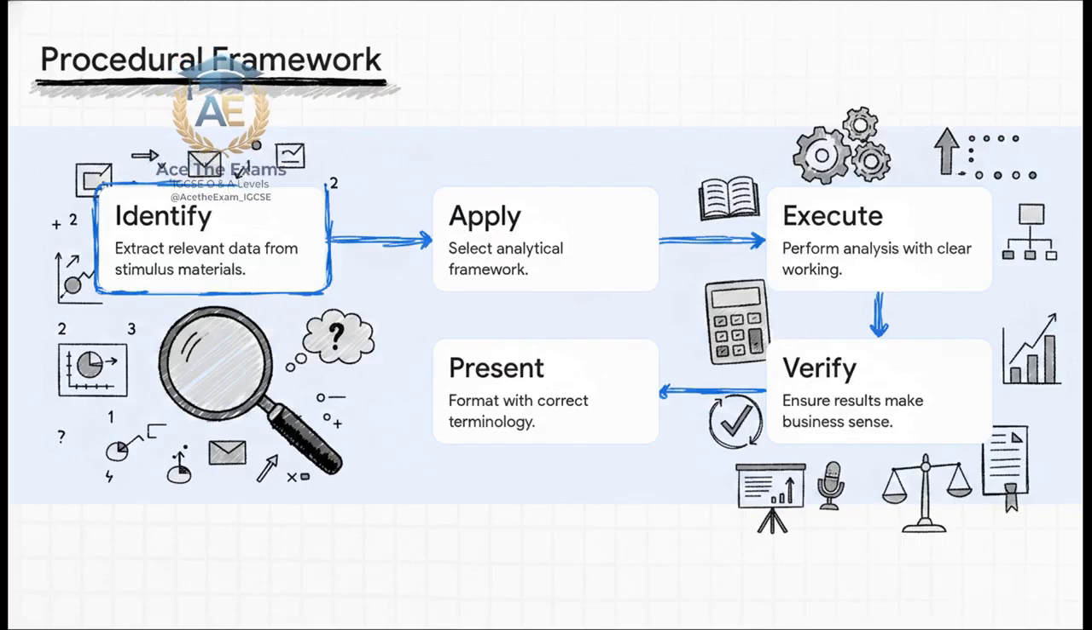Step 1, identify the key elements. You've got to surgically deconstruct the question and pull only the relevant data from the stimulus. Step 2, apply relevant principles. Pick your analytical weapon of choice. Step 3, execute your analysis with crystal clear, logical working. Step 4, and so many people skip this, verify your results. Take a step back and ask, does this number actually make sense for a company of this size? And finally, step 5, present your findings in the appropriate format. Lock this standardized sequence into your brain, and I guarantee you'll never accidentally leave a vital piece of data on the table again.